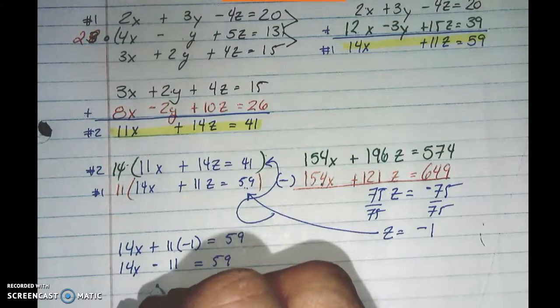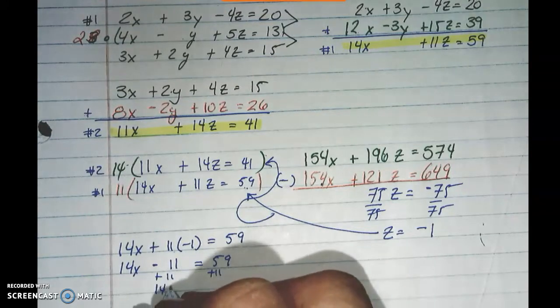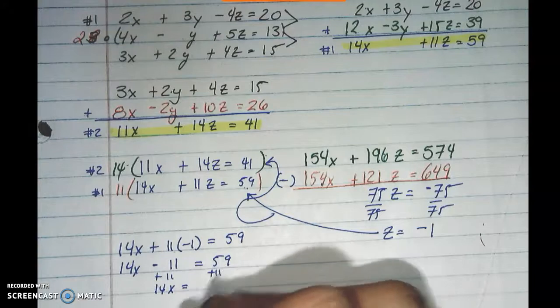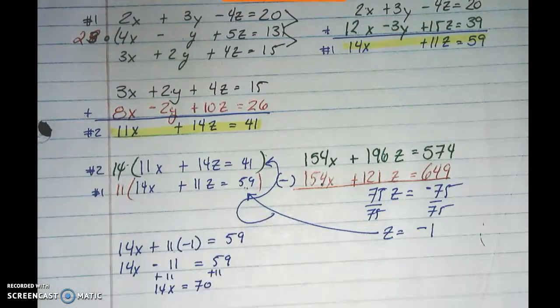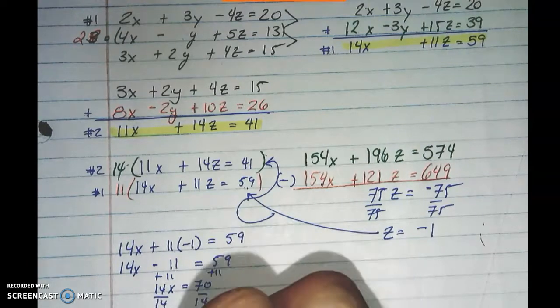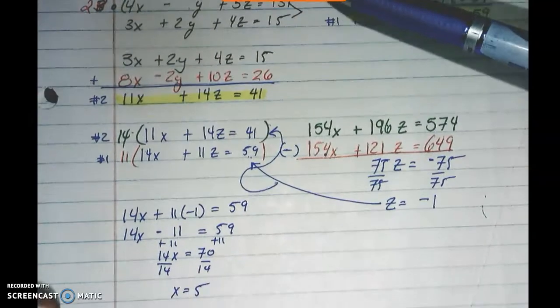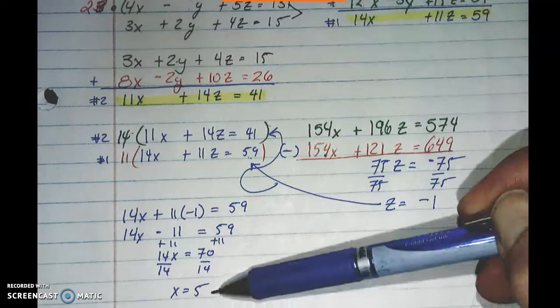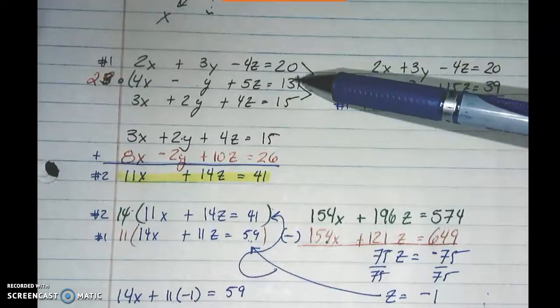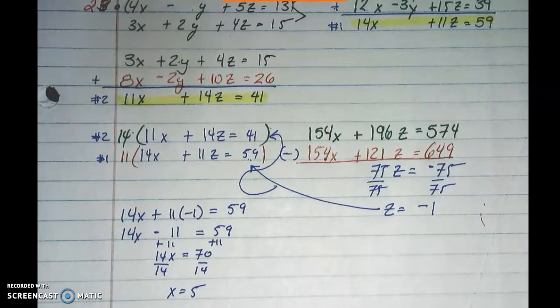I'm thinking I'm going to add it. 14x is equal to 70. And then 70 divided by 14. That's what I got. Okay, so now what's my last variable that I'm missing? Y. You have 3 equations to choose from. So let me show you what x was. X is 5. You have 3 equations to choose from, 1, 2, or 3. I'd do the middle one because y is 1.